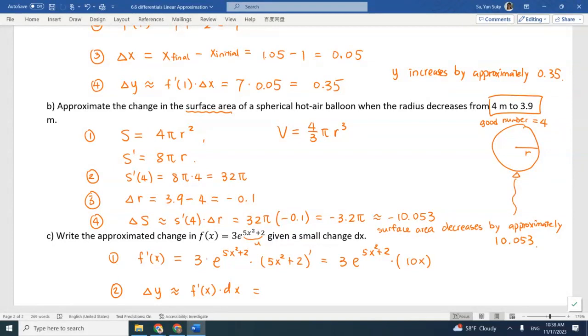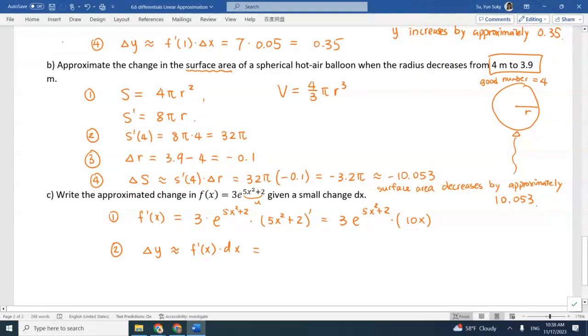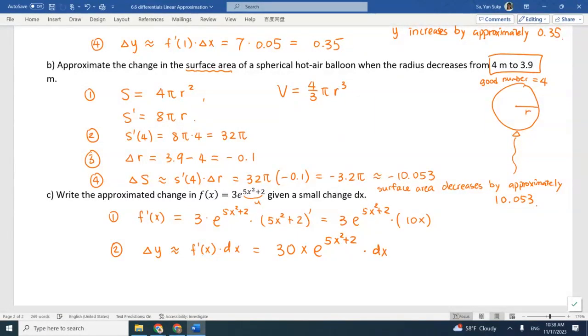Can I combine the 3 and 10 together to get 30? Yes. So I get 30. I can also put the x in front, e to the 5x squared plus 2, and we multiply by dx. By the way, can I move the x here and put x squared times e? No. dx is not a multiplication. It's the change of x. Okay?